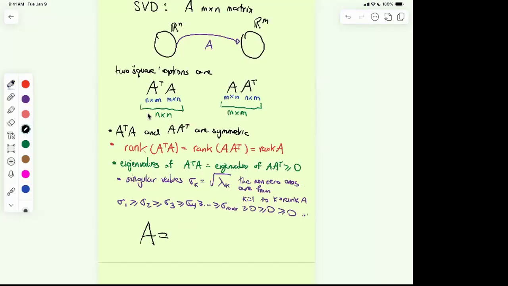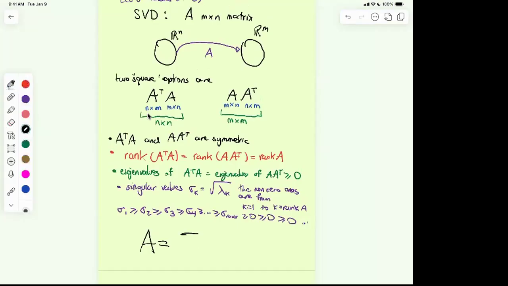This was the tedious part, so I'm not going to go over it again. But the idea is that you can express the matrix as a sum, from k equals 1 to the rank of A, of the singular values times u_k tensor v_k. Let me just make sure I'm writing them in the right order. I think it's fine, but I want to verify that.